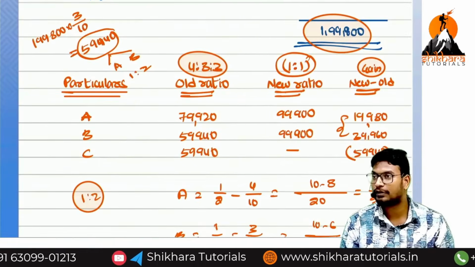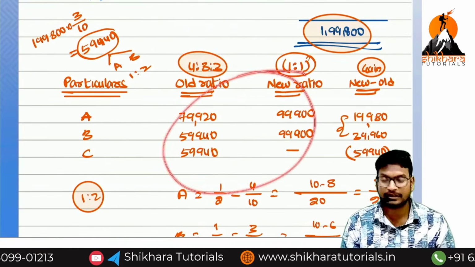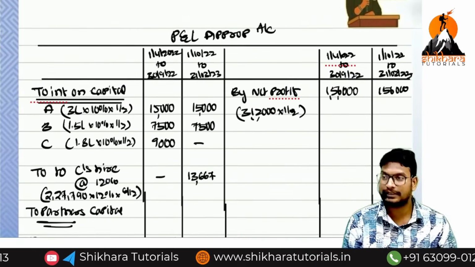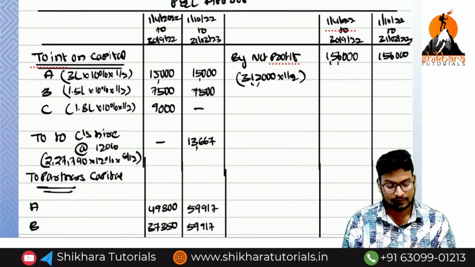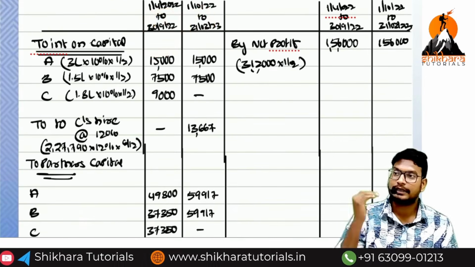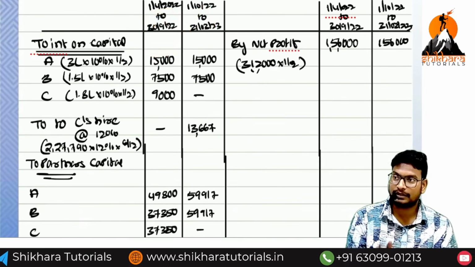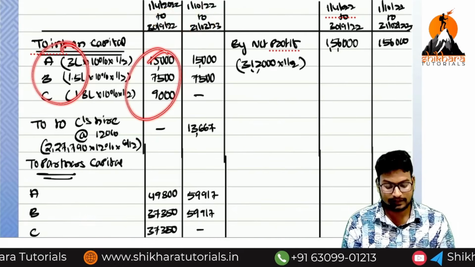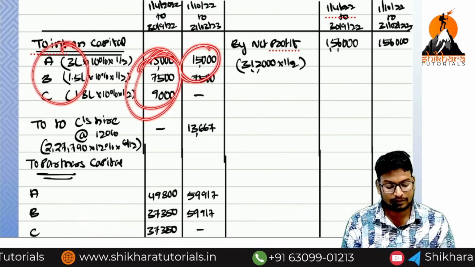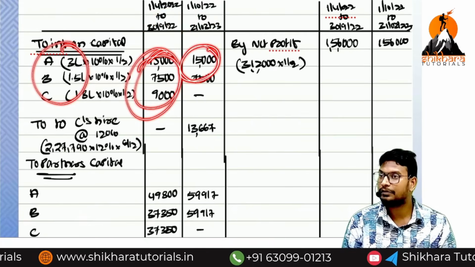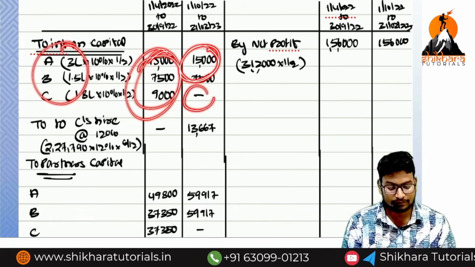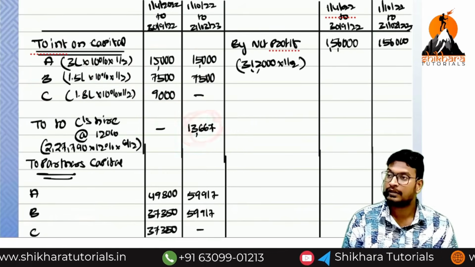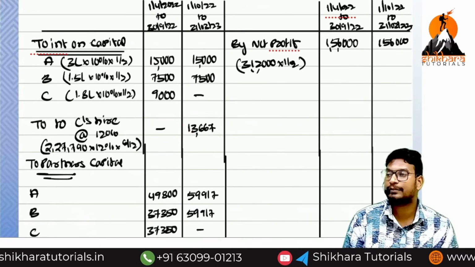After that, the gaining ratio we have apportioned, and this gaining ratio effect we have given in the capital accounts. Next, P&L appropriation is the one important point. We divide from the year beginning to the date of death of the partner, and to year end. In the first half we give to A, B and C. In the second half we give only to A and B, not C, because C is not existing. Instead, we give interest to the legal heirs on the unpaid amount.